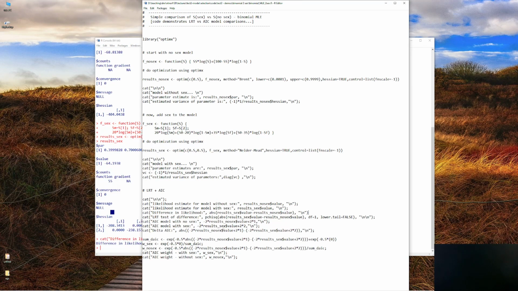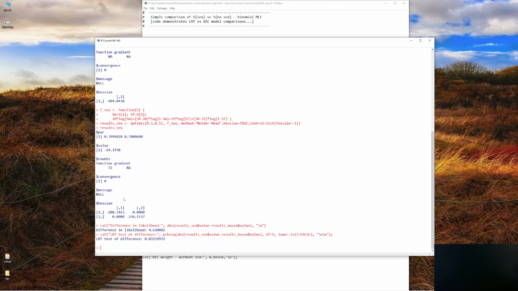So the question then becomes, how does that difference compare to a chi-square? So we're going to make use of the built-in capabilities in R to calculate the probability of a chi-square. So we take the difference in those results, the difference between the two likelihoods. It's got 1 degree of freedom. So the model with sex has 2 parameters, male and female survival. The model without sex has 1 parameter, so the difference is 1. And we simply calculate the probability by using this term here. And there it is.